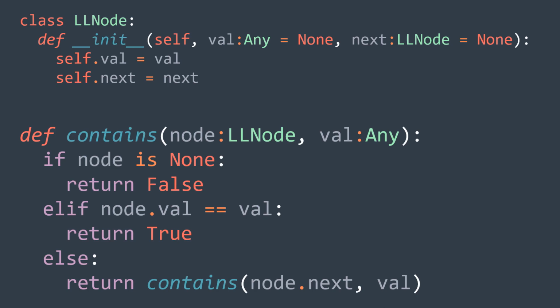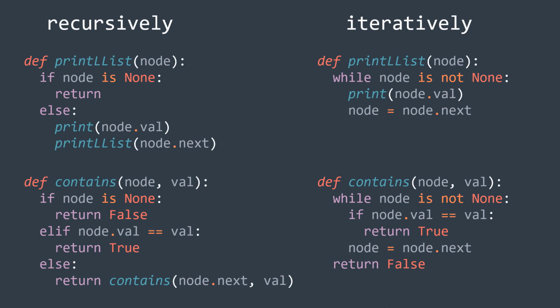Note that even if a linked list node is a recursive data type, we're not obliged to manipulate it recursively. The two functions we made now can also be done iteratively by using a while loop. I hope that you understood this lecture and see you in the next one.